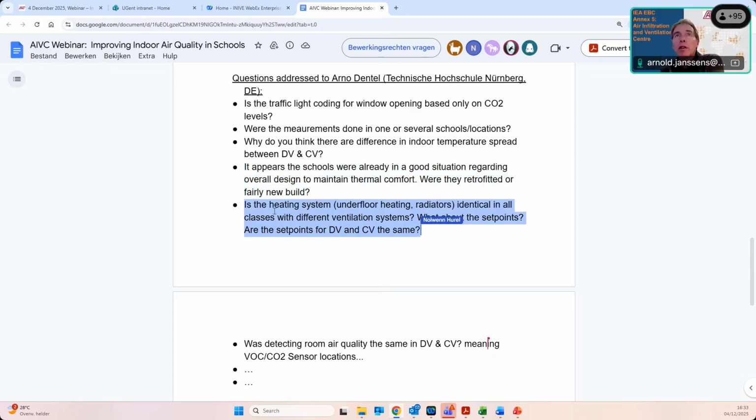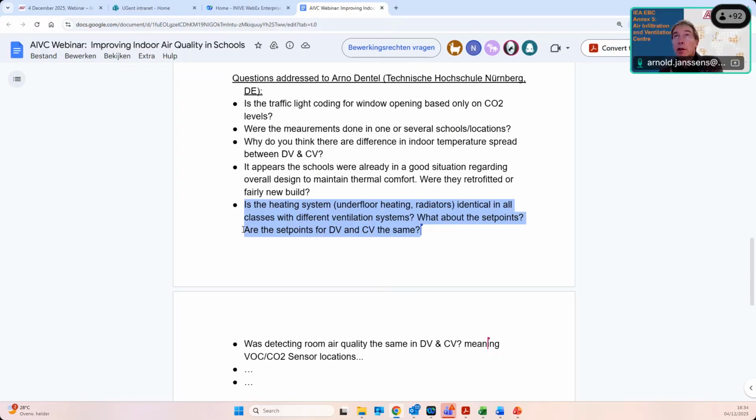You already touched upon this question. Is the heating system identical in all classes? What about set points and controls for the ventilation? Can you also say something about the heating system in the others? Yes, the heating system in the centrally ventilated school is floor heating with a set point of 20 degrees, controlled by an electronic room thermostat. In all other schools, we have old radiator systems controlled only with a thermostatic valve.